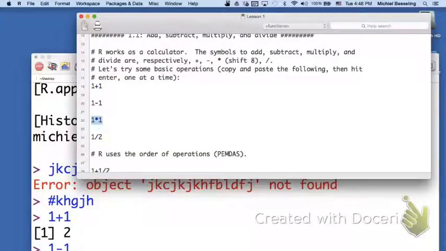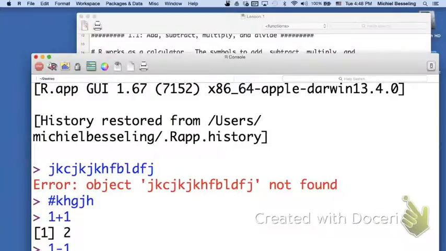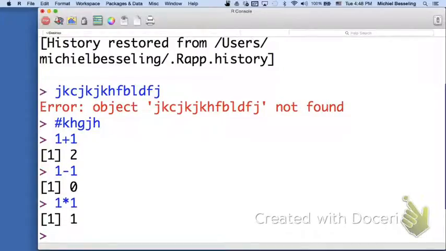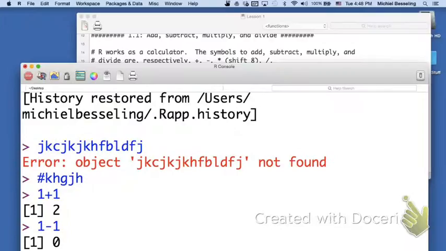How about 1 times 1? So again, this is the Shift 8 key to multiply. So let's just try that by hand right now. Instead of copying and pasting, let's do 1, Shift 8, times 1. And last time I checked, indeed, 1 times 1 is 1.